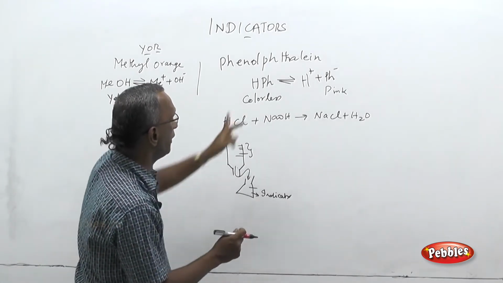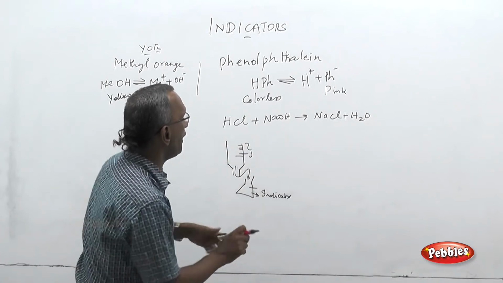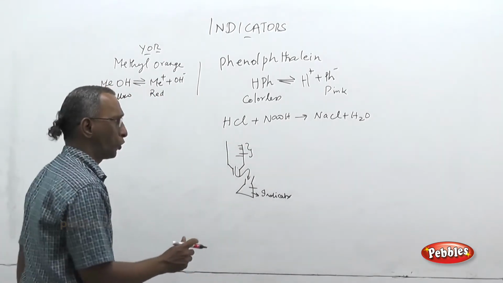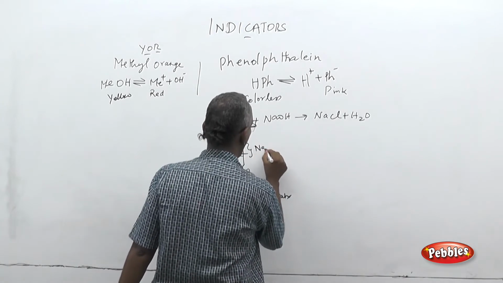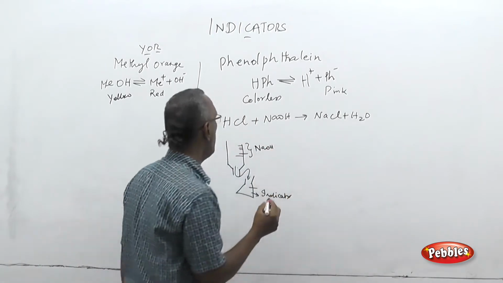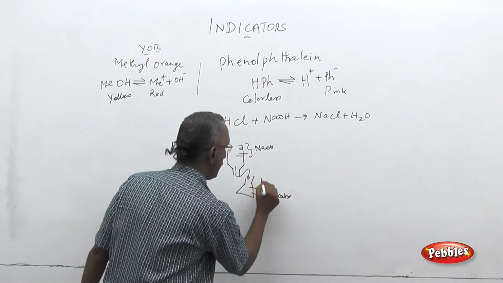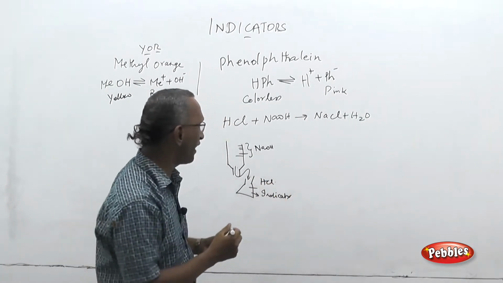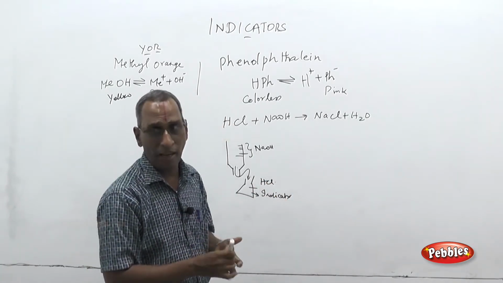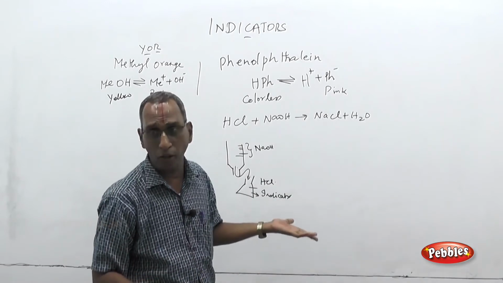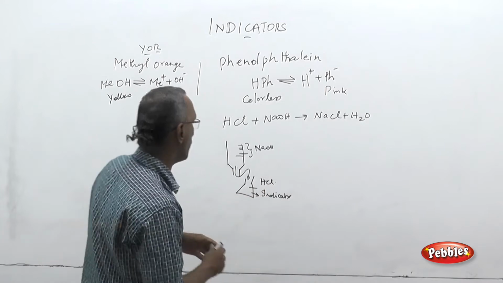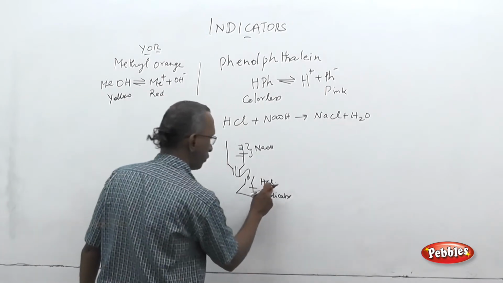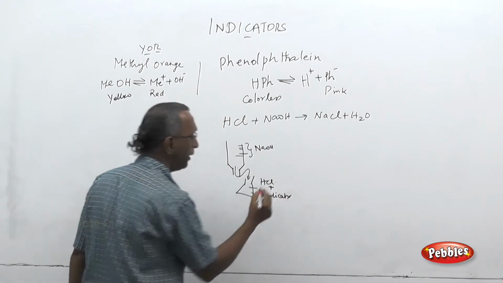Let us illustrate with an example. Suppose for this titration, phenolphthalein is used. It is general practice to add sodium hydroxide from the burette, and HCl is taken in the conical flask. In any fashion you can take; all are dilute solutions only. Here we are illustrating the case with sodium hydroxide in the burette. To this sample HCl, we are adding indicator.